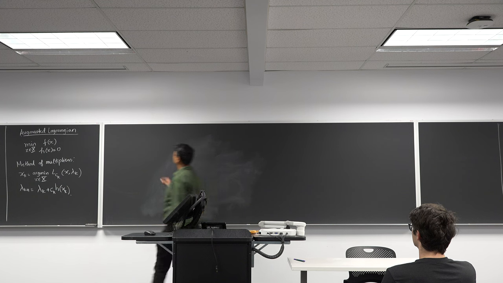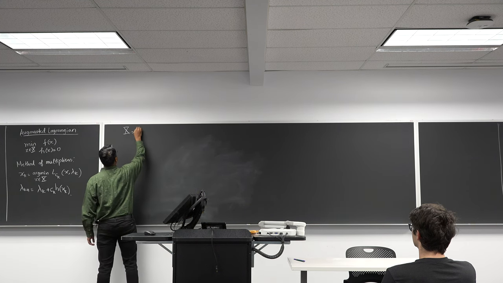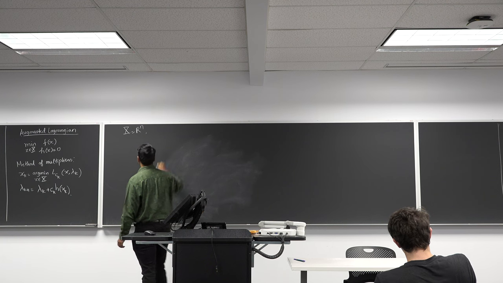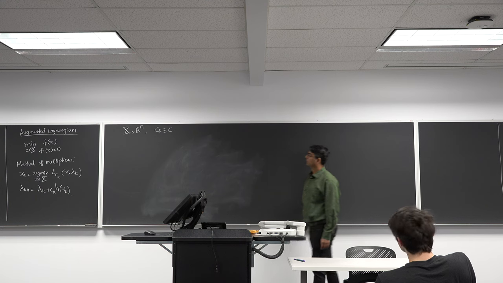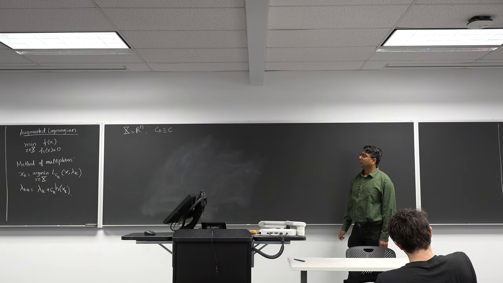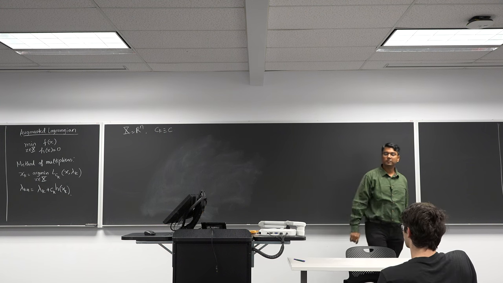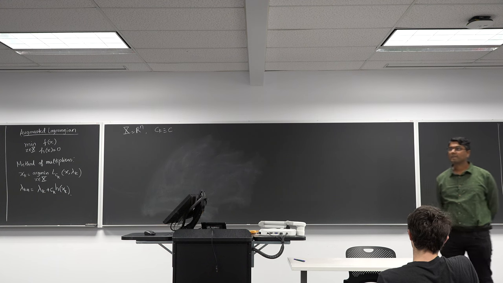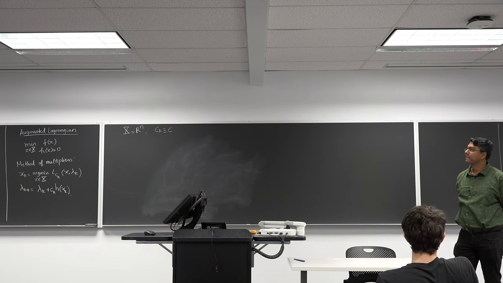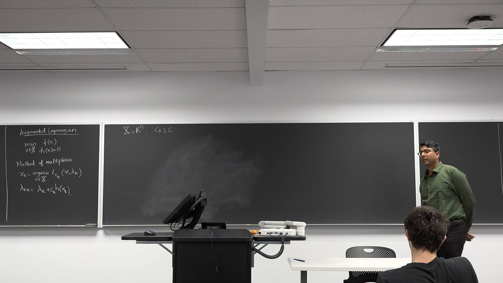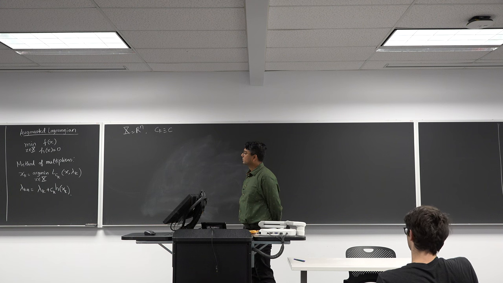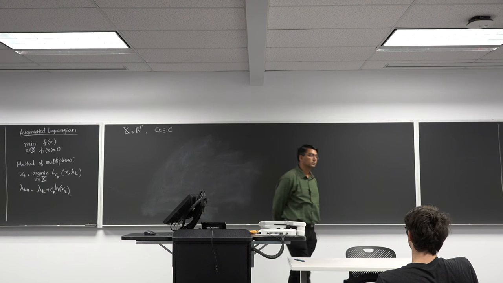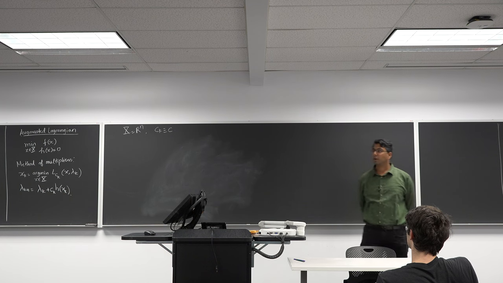So let's try to simplify the problem. So my X is equal to R^n. I'm going to keep c_k to be constant for now. And I don't want to do this argmin at every point of time. What would you do? Any thoughts?